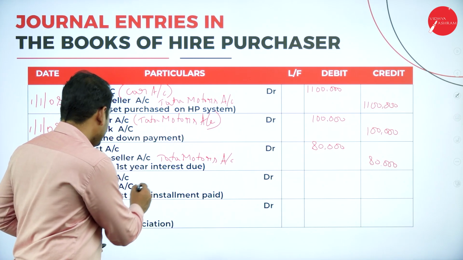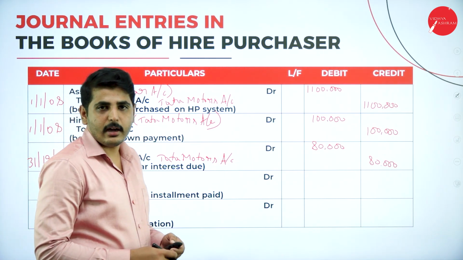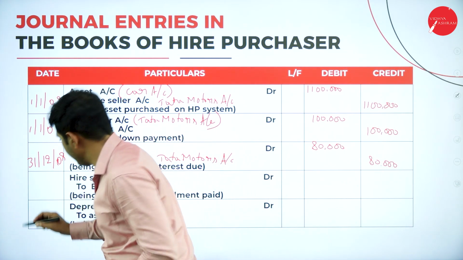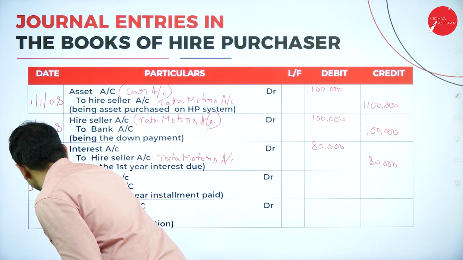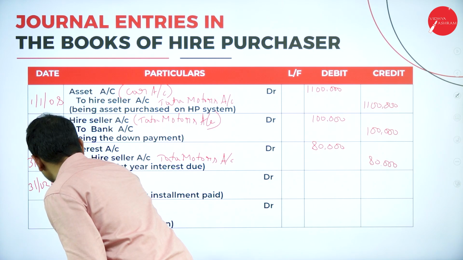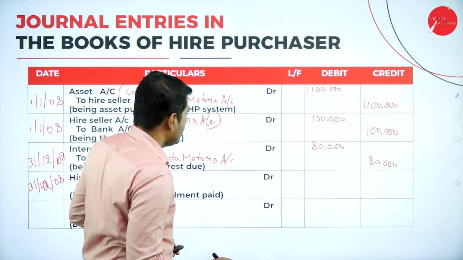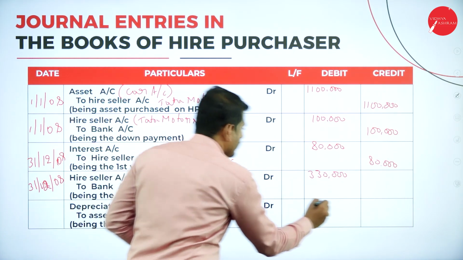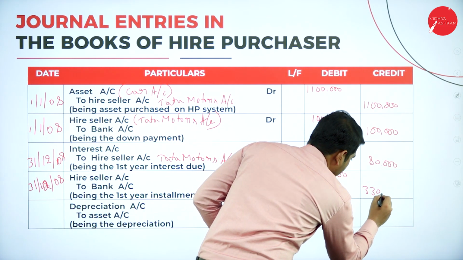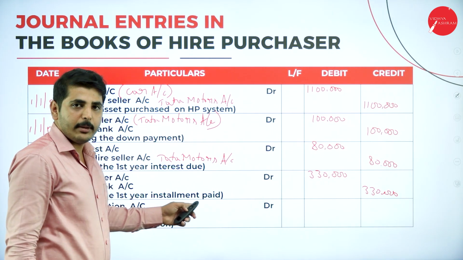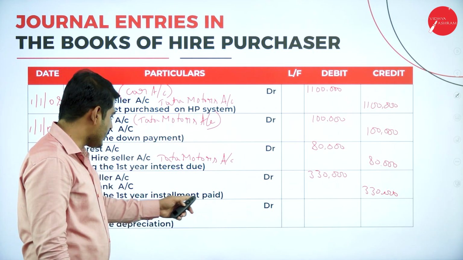So what is the journal entry? Hire seller account debit, to bank account. On what date? 31st/12/2008. Hire seller account 3,30,000, to bank account 3,30,000. Being the first year installment paid.